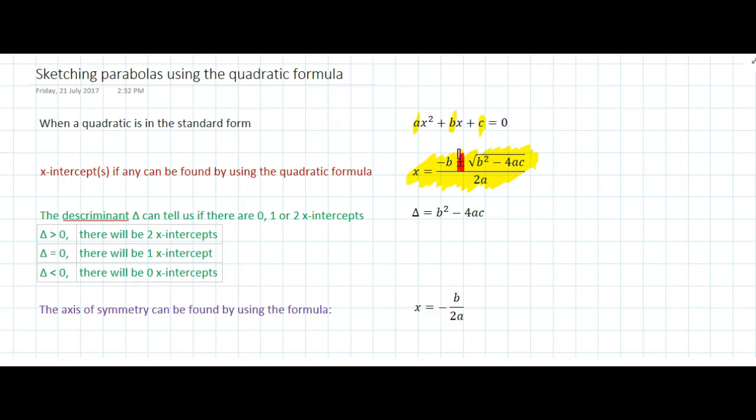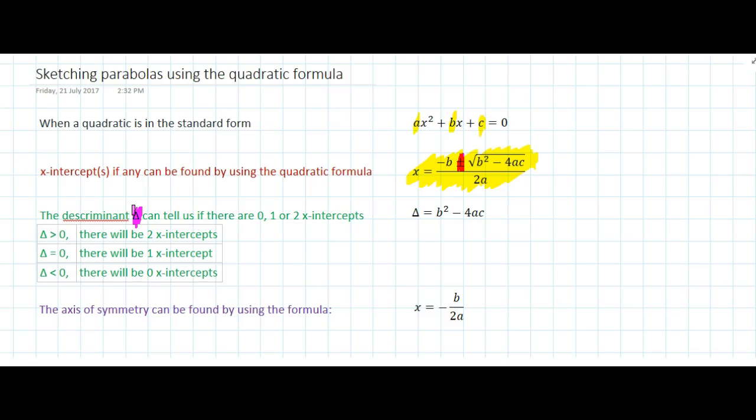We also talked about something called a discriminant, which is this little triangle here. It happens to be the bit underneath the square root sign in the quadratic formula. If you work that out first, it can tell you that if it's greater than 0, so positive, there will be two intercepts. If it's equal to 0, there'll be one intercept, in fact that will be a perfect square. And if it's less than 0, there'll be no x-intercept, so it won't touch the x-axis at all.